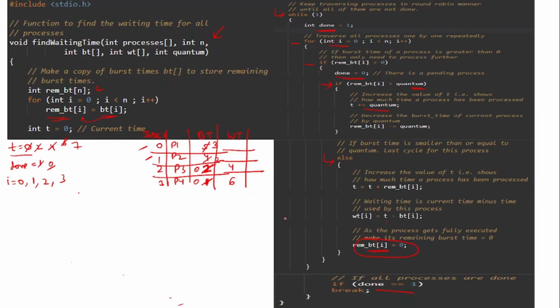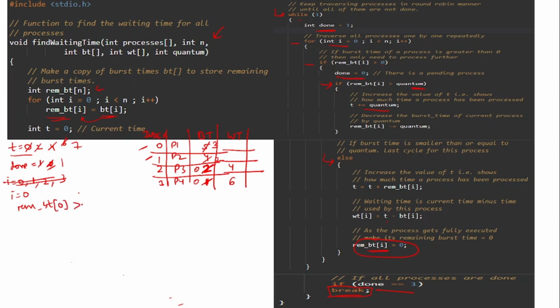Now I will again move to this particular while loop, because it has not completed its execution. If the value of done were 1, then the statement here, the break statement, would have come out of this loop. But it is not true, so it will again go back to the while loop. It will again set the value of done equal to 1. So again the value of done is 1, and now I again have the value of I as 0.